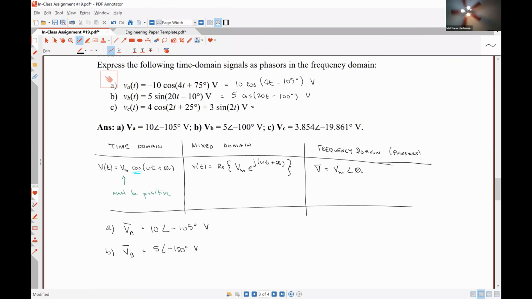All right, so here we're running into something a little weird. Our VC of t is the sum of two sinusoids. So let's not go through the headache of converting this using trig identities. We could say that this is going to be 4 cosine 2t plus 25 degrees plus, using what we did just in the last problem, we convert that sine to a cosine by subtracting 90 degrees from the phase angle. So that's plus 3 sine 2t minus 90 degrees.